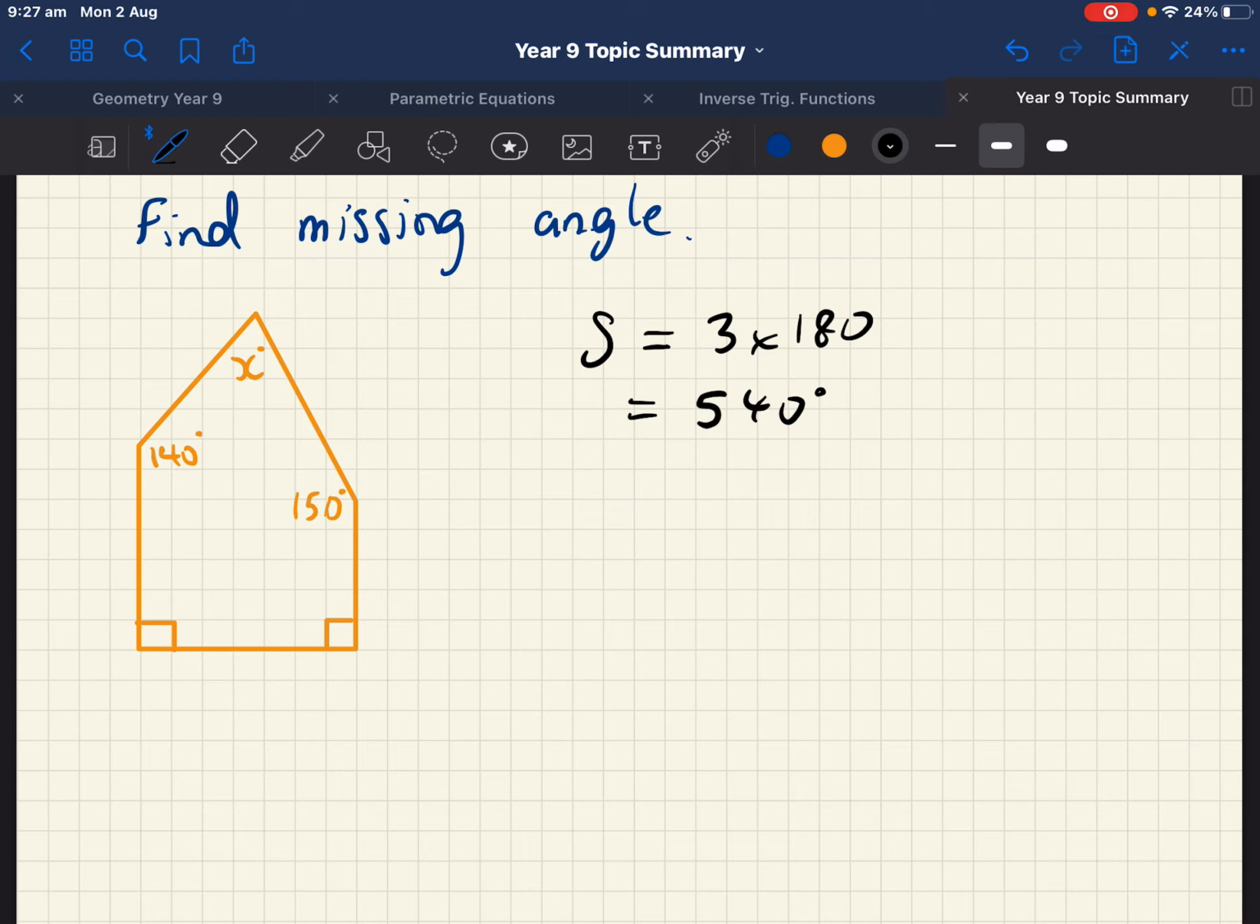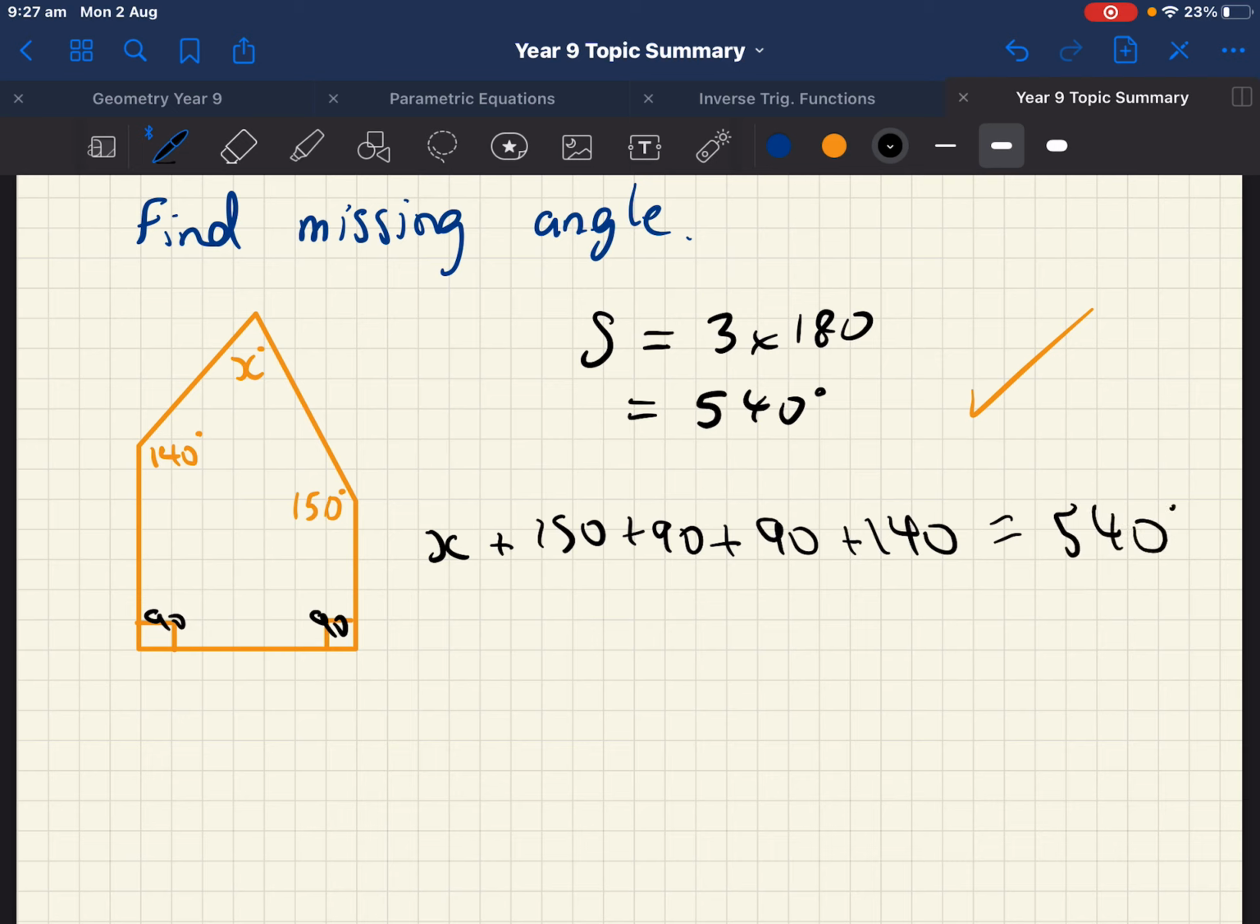Now that we know that, and by the way, that actually would be worth a mark in an exam for this particular question. You may not get a mark for knowing the triangle's 180 or the quadrilateral's 360, but from that point onwards, having that correct angle sum number there will be worth a mark all on its own. All right, so the 5 angles add up to 540. Let's set up our equation. x plus 150 plus 90, I'm just working clockwise around this one, plus another 90, plus the 140. These 5 angles add up to 540 degrees.